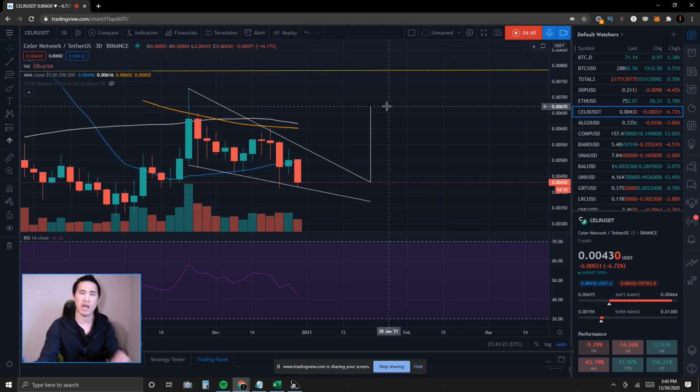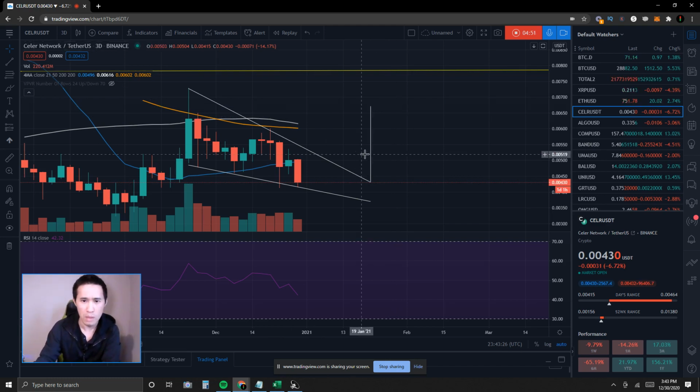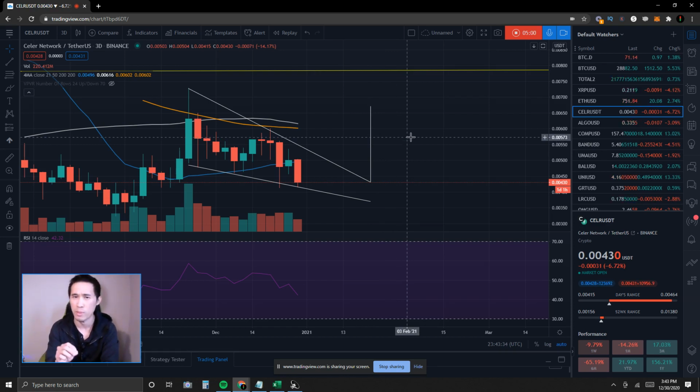May or may not be reached. However, of course, if it actually breaks out sooner, then we will have a higher measured target. But measured targets are theory only, may or may not be reached. Keep that in mind.